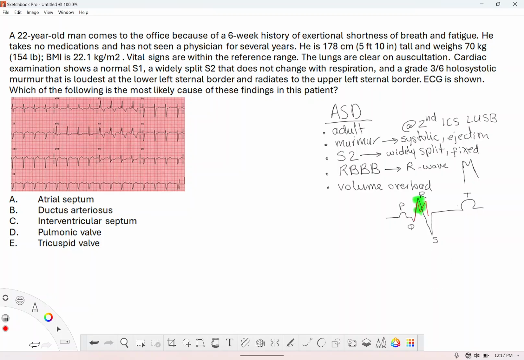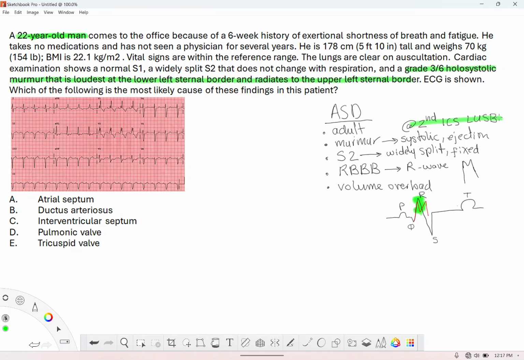So for me, this is ASD. So let's see if we have evidence of this in this question. So number one, this person's an adult. And next thing we look for is a murmur. So this person had a murmur. Where's the murmur? Right here, grade 6 holosystolic murmur, loudest at the lower left sternal border and then radiates to the upper sternal border. So I told you that murmur you will hear most likely in the second intercostal space, left upper sternal border, which is the pulmonic valve, increased blood flow to the pulmonary valve.